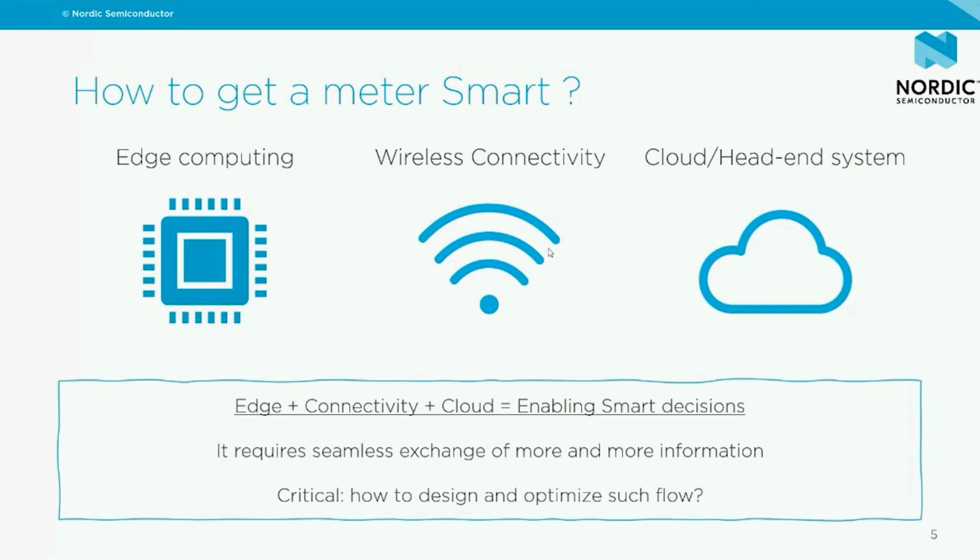In addition to connectivity, you need a cloud and a head-end system where all the data is collected and maintained and processed and used and distributed further. And then you need some level of edge computing, so that on the edge level you can collect, process, and take smart decisions on node level and use an efficient link into the cloud.